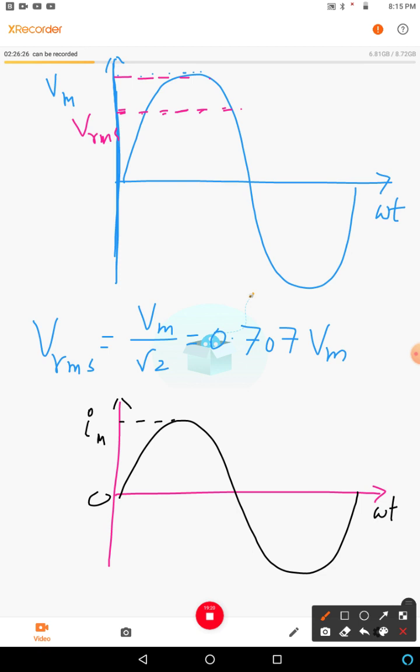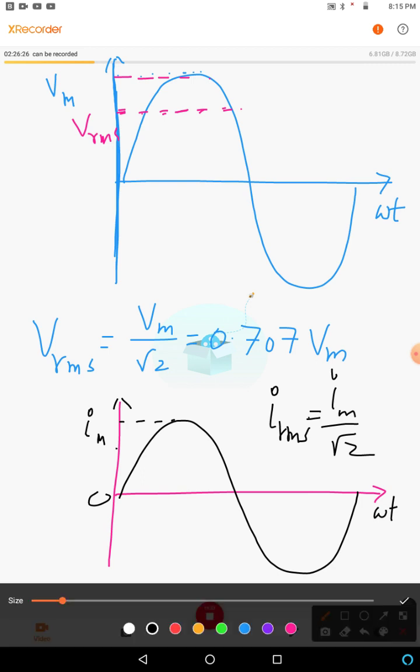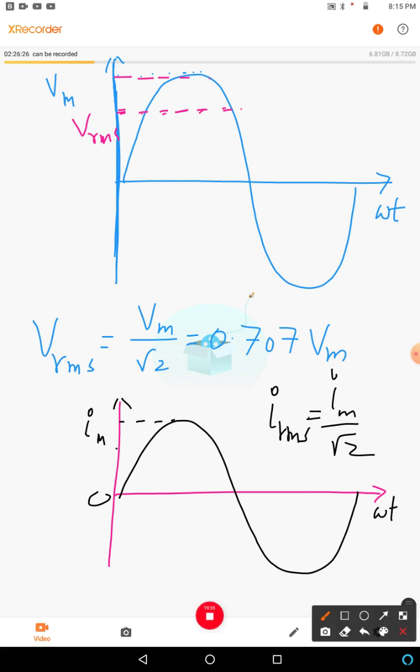So what will be the RMS value? IRMS will be equal to I maximum, IM, by root 2, that is some 0.707 times. I'll take the red color pen. So this is the IRMS. This is called the RMS value.